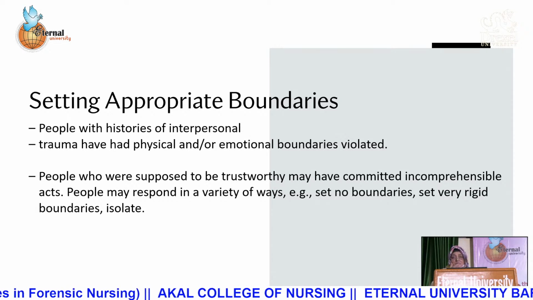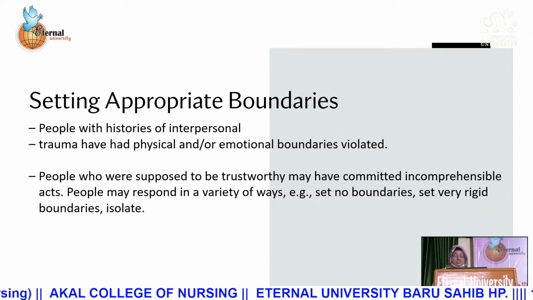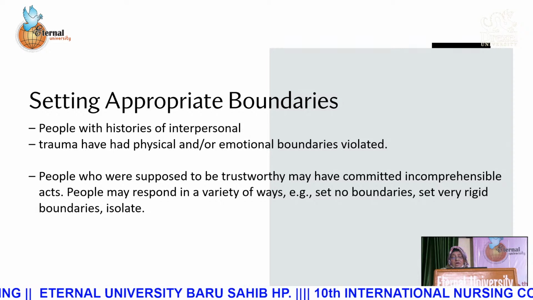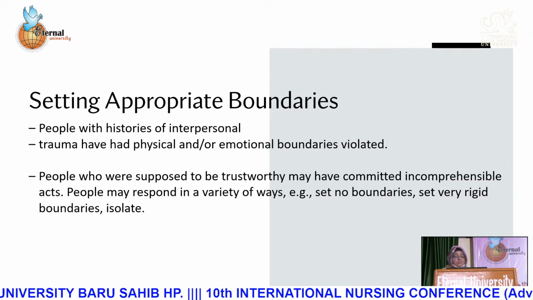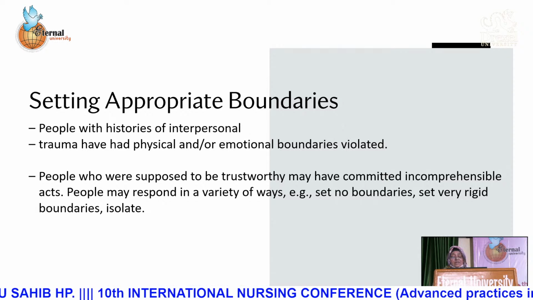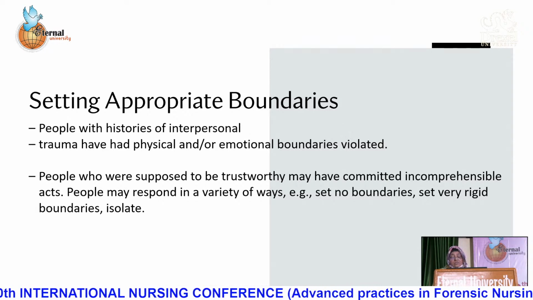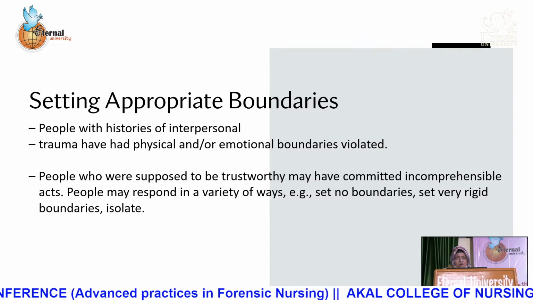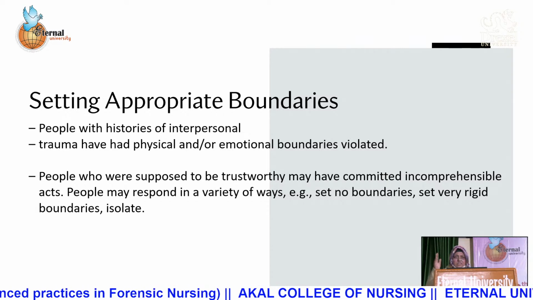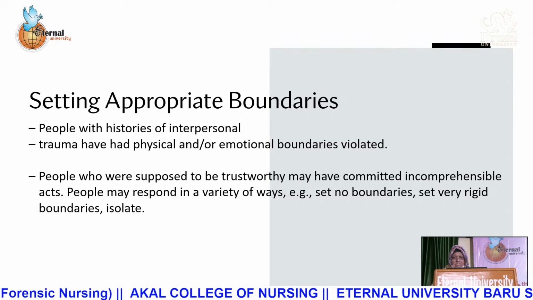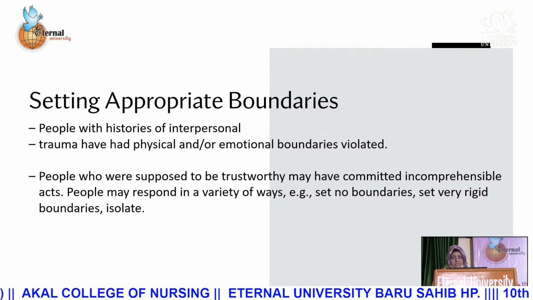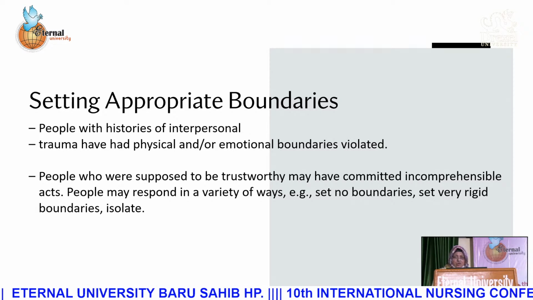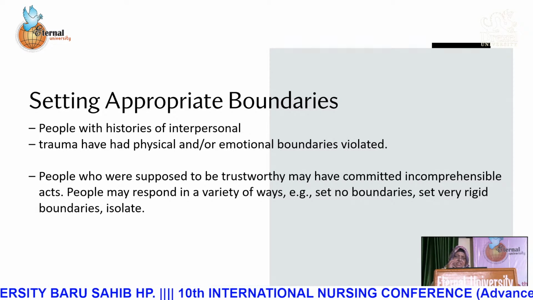Even by simple talking, they can be traumatized. People who were supposed to be trustworthy have committed incomprehensible acts, again and again, as I said. So they cannot set boundaries, or they set very rigid boundaries, and they are not able to say, he is my father, he is my brother. Nowadays stories of fathers and brothers are also coming in the newspapers. So they will not be able to believe anybody, or to trust that someone will protect them.